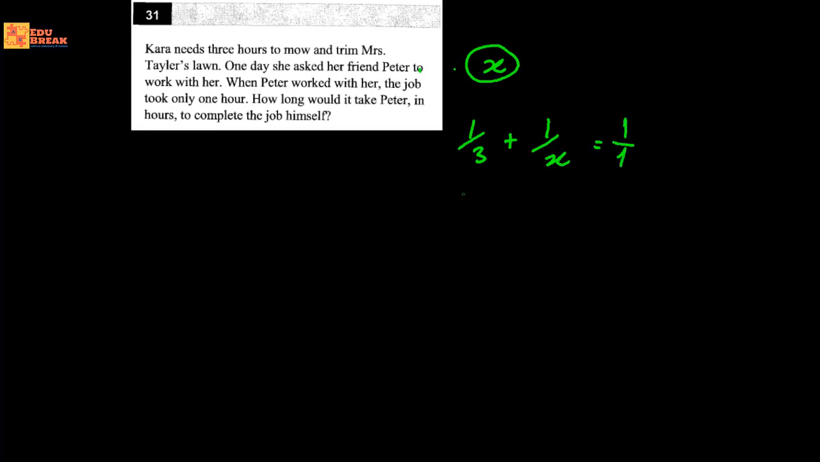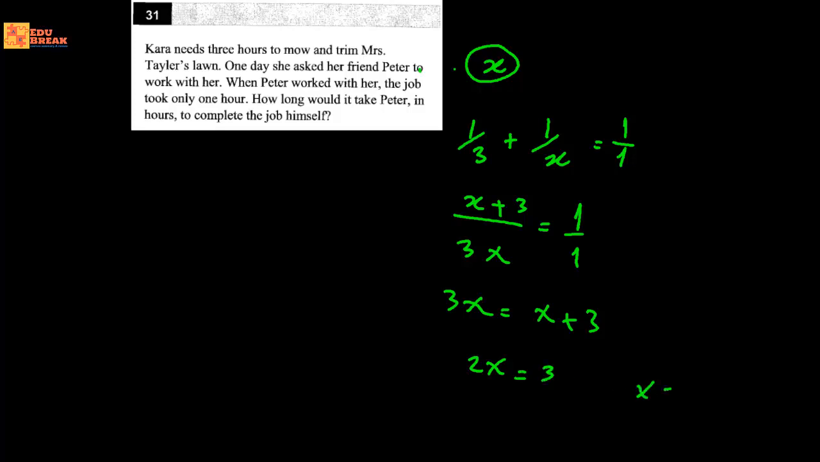Okay, so using cross multiplication, it will be 3x times (x plus 3) equals 1 over 1. It means 3x equals x plus 3, which means 2x equals 3, so x equals 3 over 2.